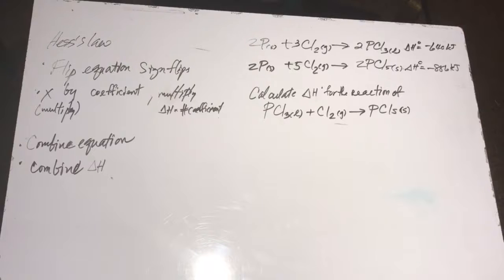So the steps are: if you flip the equation, flip the sign of the enthalpy as well. If you multiply by a coefficient to make sure the number of moles balance out, you have to multiply that coefficient by the enthalpy of each equation. Then you combine the equations, and you also combine the math to get the final enthalpy value.